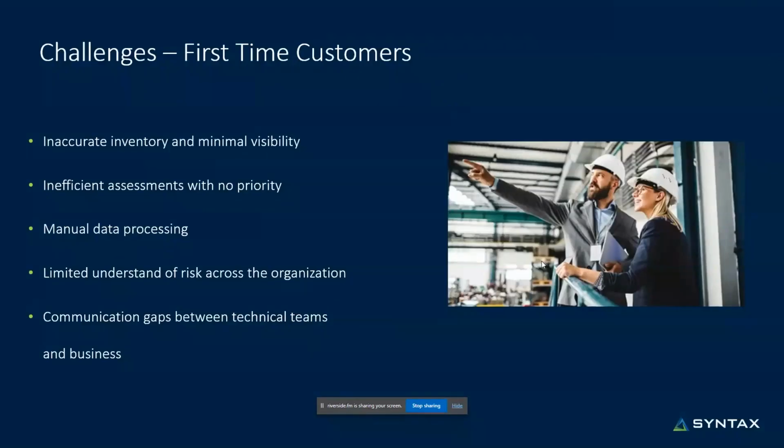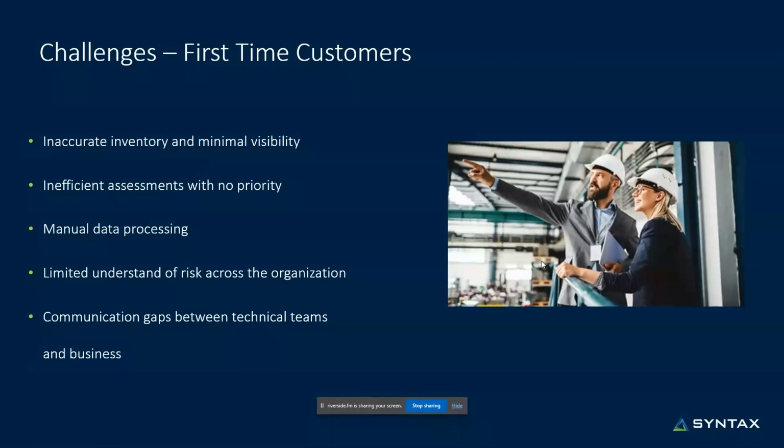And still, we've seen that they do share a fair amount of similar challenges amongst them. The things that I see the most around first-time customers are inaccurate inventories and minimal visibility around their landscapes. They also have inefficient ways of measuring vulnerabilities and risk, and also the way that they are working remediation. They don't have priorities sometimes. They just try to tackle everything together.